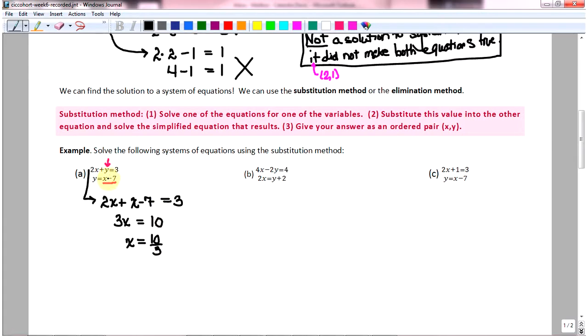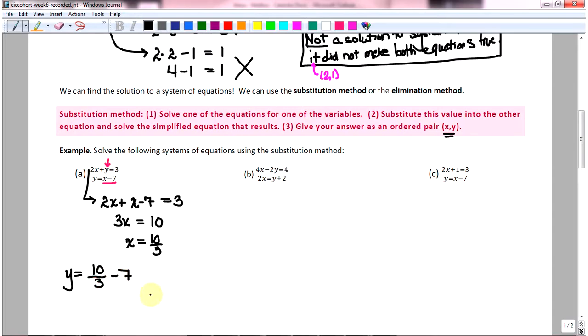Okay, so remember with a system of equations, your solution is the point where the graphs intersect. So we want to give our answer as an ordered pair. So to figure out what y is equal to, I need to take my x value, plug it into either equation. It will not matter which equation you use because we know this is the point where they intersect. We're going to get the same answer. So I'm going to use the second equation because it already has y by itself. So y is going to equal 10/3 minus 7.